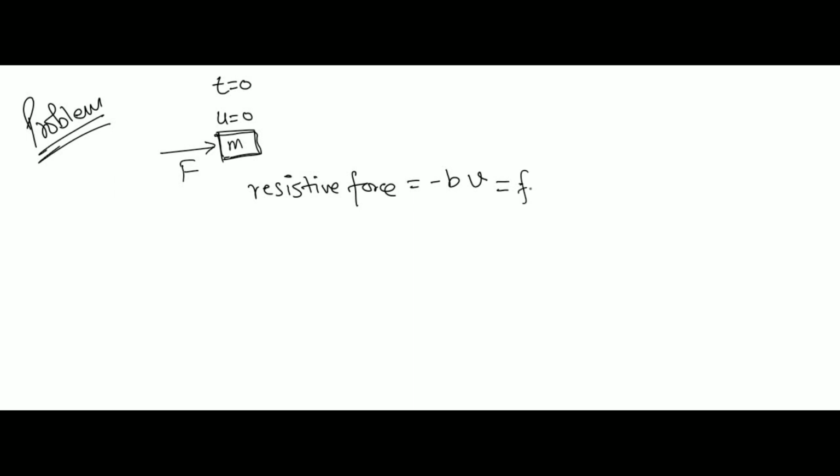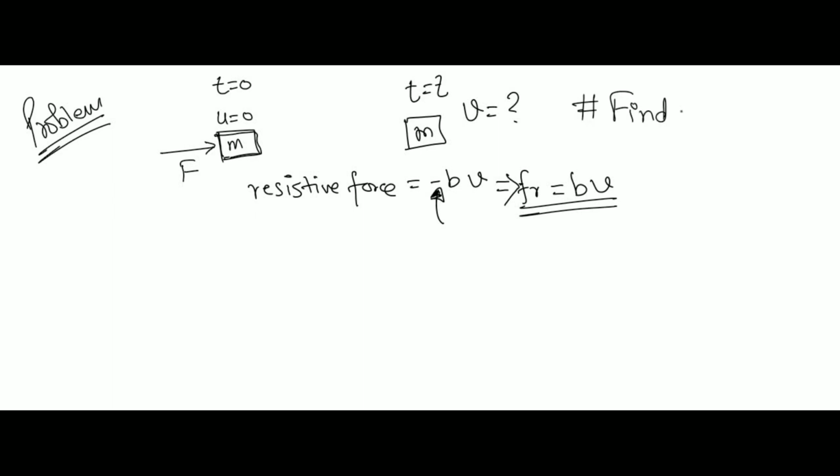So we can write the drag force as Fr = bv. The negative sign just represents that the force is opposing the velocity. So the magnitude of the drag force is b times the instantaneous velocity. What we have to find is the velocity of the particle at some time t, at a given instant of time.